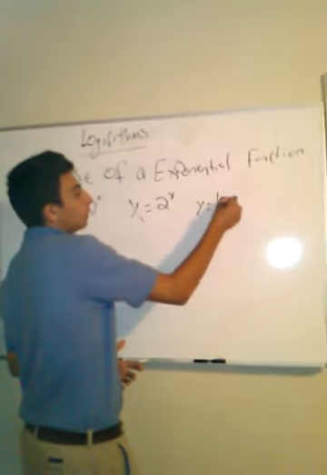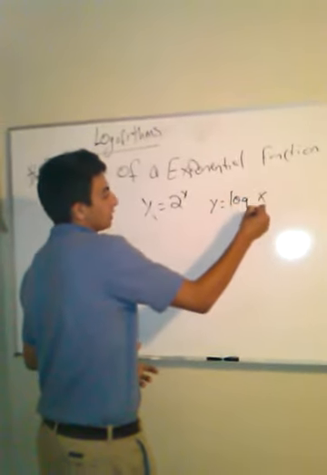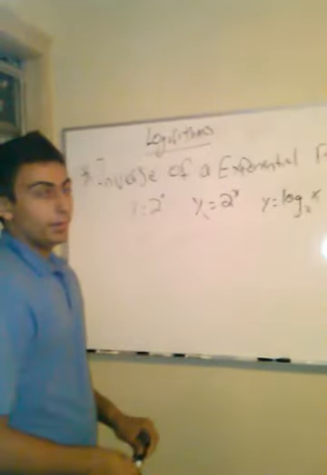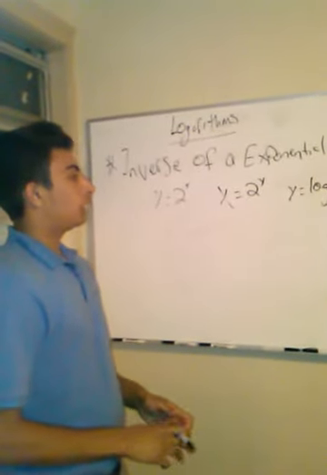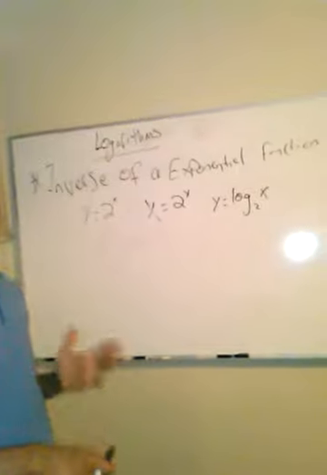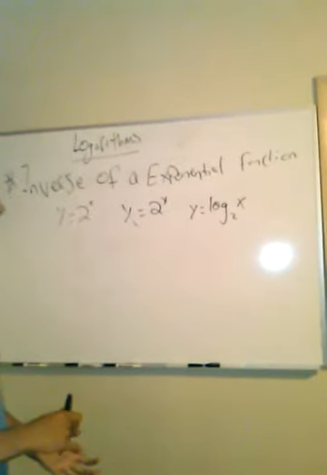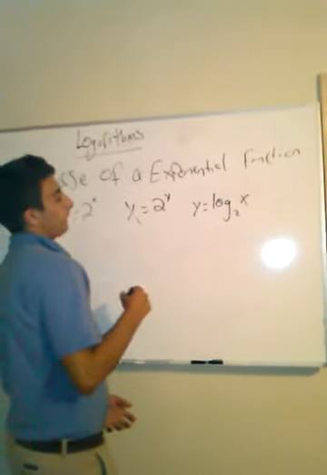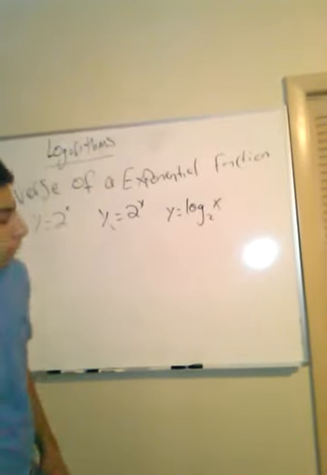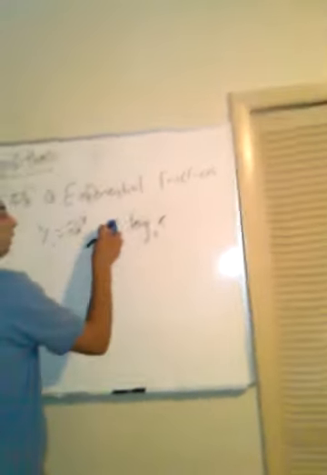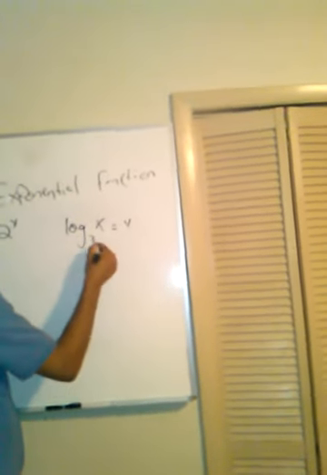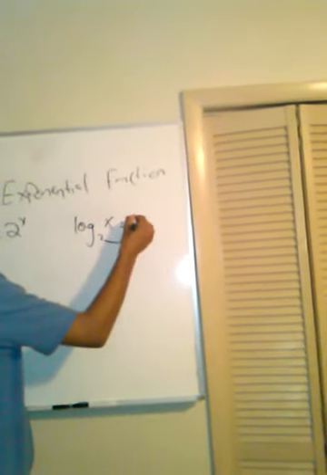Now you have y equals log of x to the base of 2. And that's pretty simple if you think about it. If you do a few examples, you should be able to grasp it and understand it. Because look, if I put it this way, log of x with a base of 2 equals y, that means 2 to the power of y should give you x.